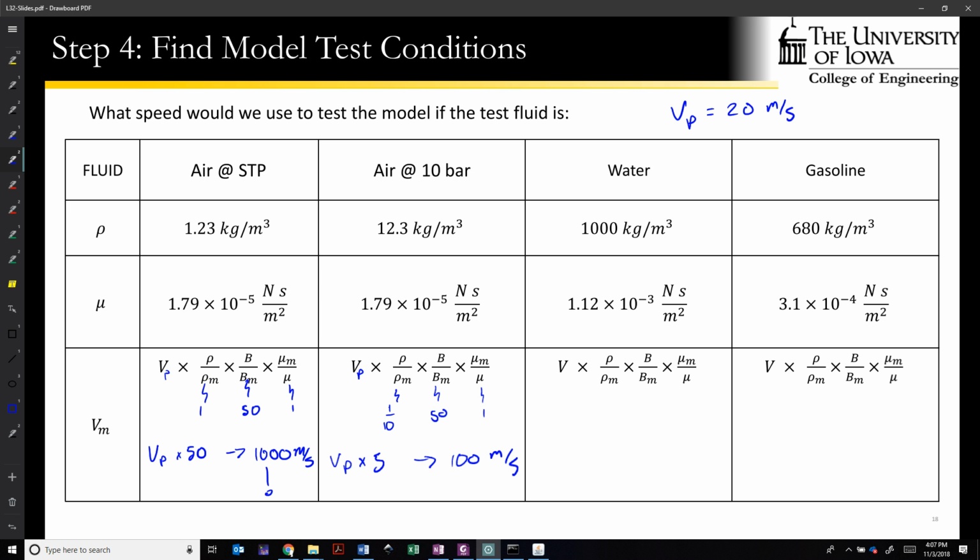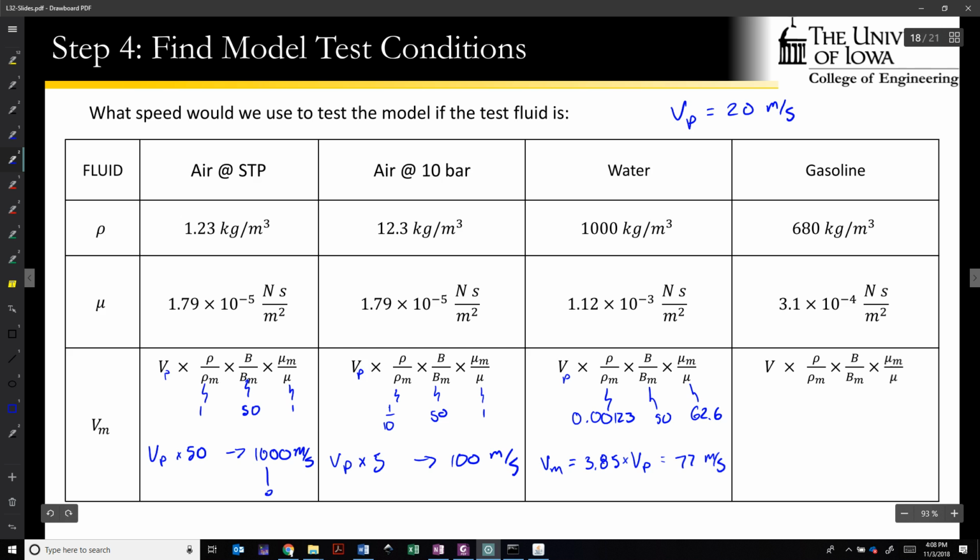What if we filled it with water? Similar idea. So water, we have the density and viscosity given right there. This ends up being the prototype scale velocity times the ratio of viscosities, which ends up being 0.0 Sorry, one moment. 0, 1, 2, 3. Here's our 50. And this ends up being 62.6, which gives us a model scale velocity of 3.85 times the prototype velocity, or 77 meters per second.